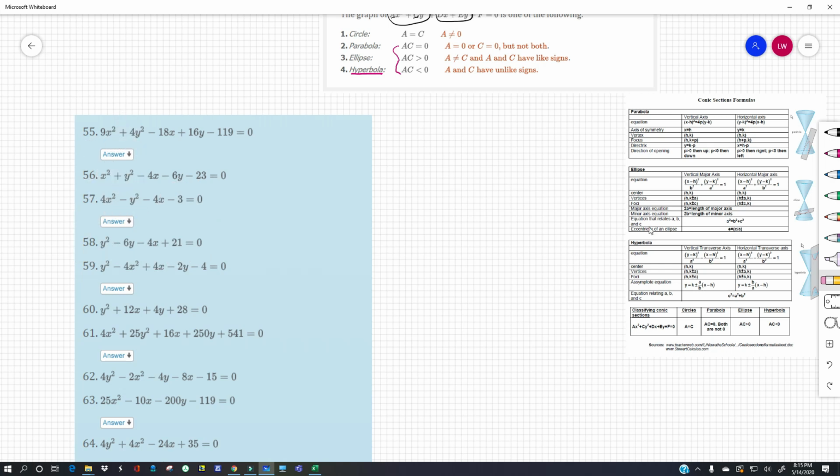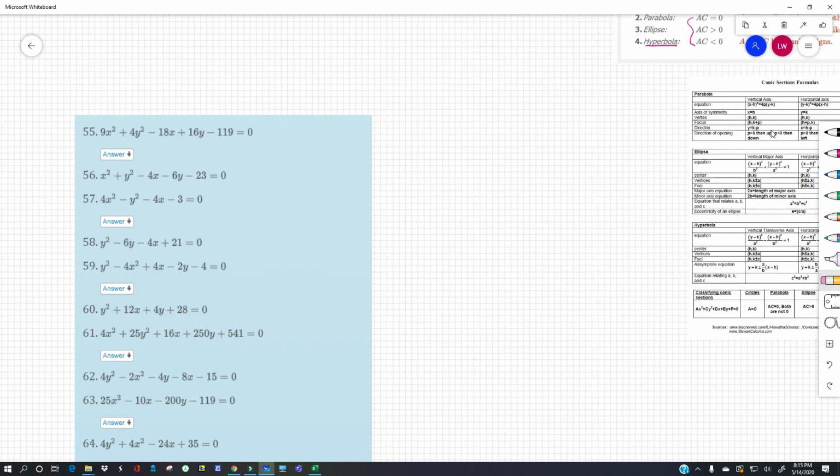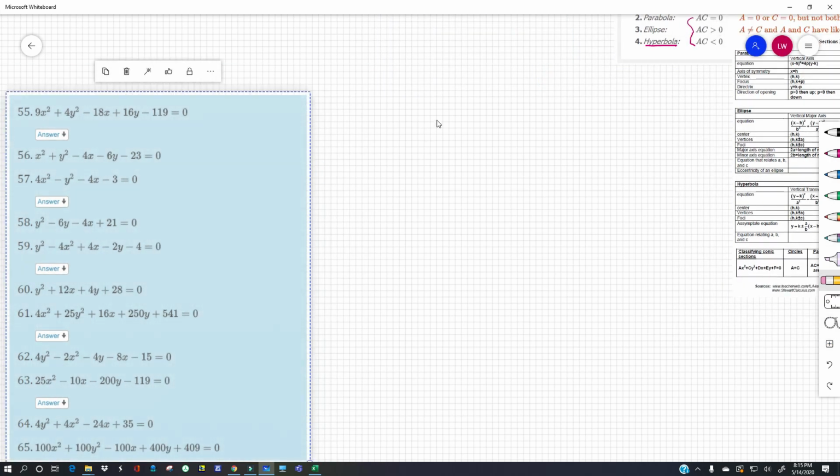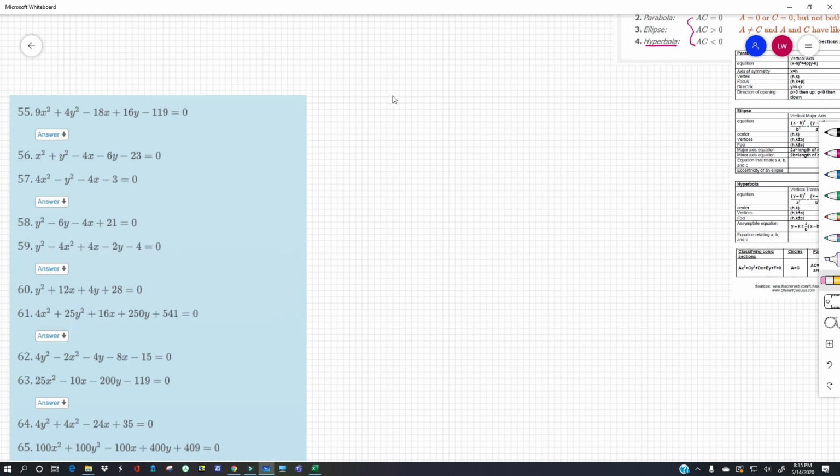So let me erase this and let's look at what happens in a couple of cases. Let's look at number 55 again. We said it's an ellipse because A times C is bigger than 0, right? So let's write the standard form of this equation, given the general equation. We put our x's and y's together, right? So it's in general form. We want to go to standard form because we have to complete the square to get there.